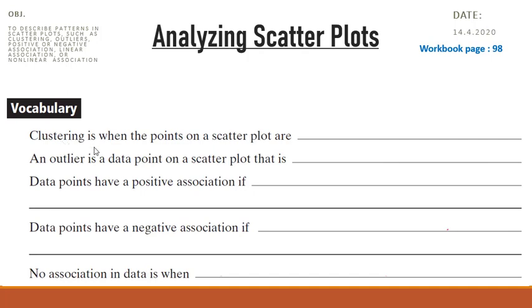The first one, who knows the answer? Clustering is when the points on a scatter plot are... Anyone have the answer? Excellent, Mustafa. The clustering is grouped closely together. It's positive when it's going upwards when you move from left to right, okay? So, it's clustering when it's grouped closely together.